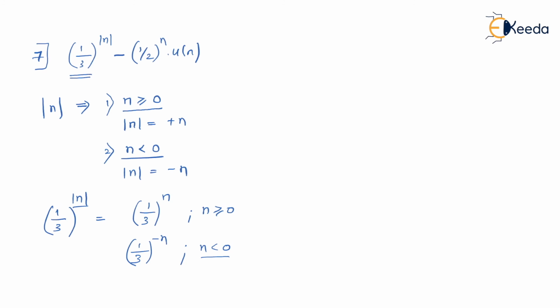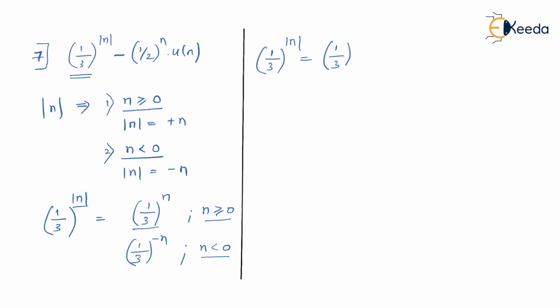So now I can write my 1 by 3 to the power mod of n. See, for n greater than or equal to 0, it is having value as 1 by 3 to the power positive n. And this is valid only for n greater than or equal to 0. Do we know some function which is present only at n greater than or equal to 0, and even though I mention it over here, it is not going to change the value? Answer is yes, I know such function. I'll multiply this with u of n. How does that matter? Please tell me.